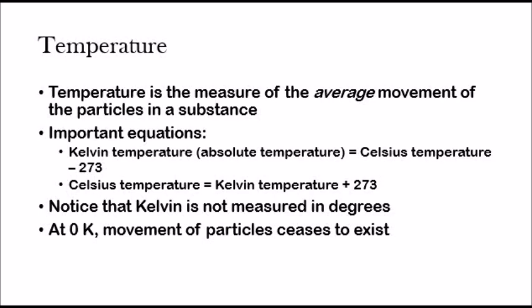You might be wondering, why do we even use both Kelvin and Celsius? Why can't we stick with one? The thing is, at 0 Kelvin, the movement of particles ceases to exist. Essentially, at 0 Kelvin, that's the lowest temperature there is. It's the coldest temperature possible. Because of that, scientists use Kelvin.